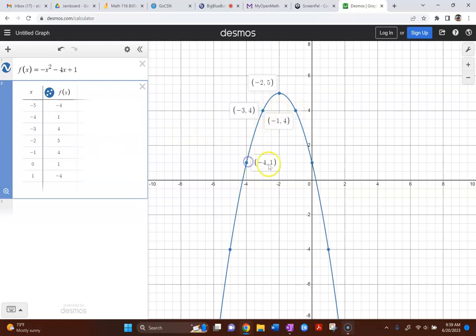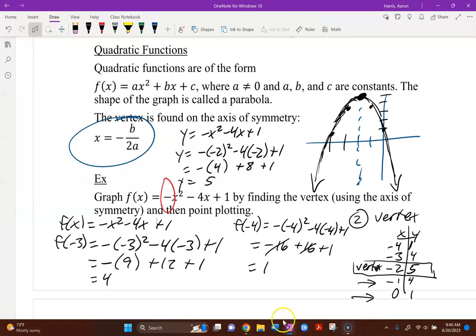Here's all these points. I didn't do these ones, but you kind of get the picture. There, you got the nice flipped over U shape. Let's do a couple more here, and then we'll call it good.